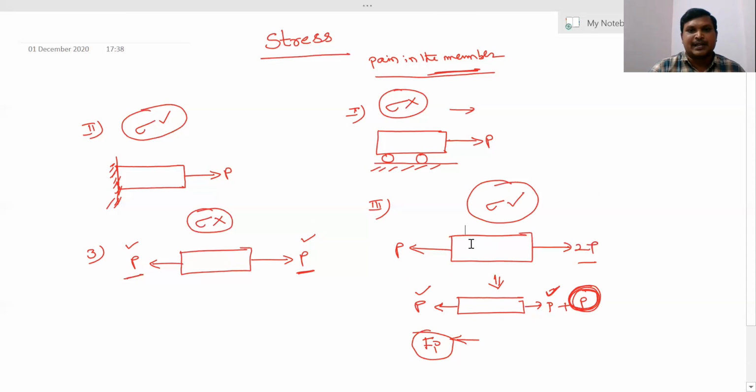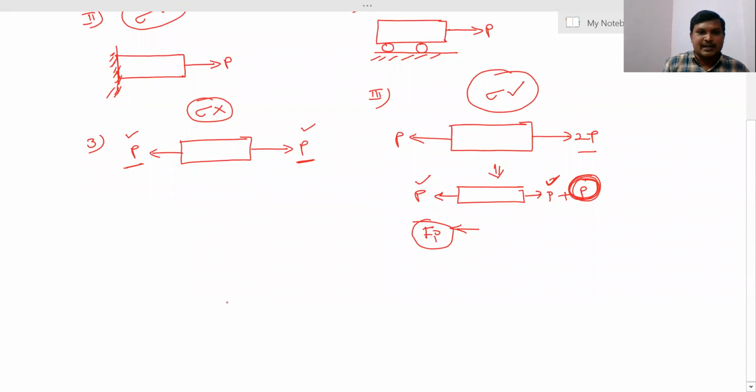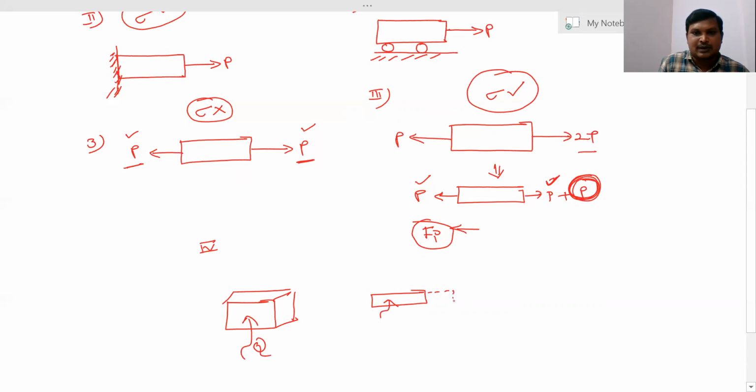Another special case I'm taking, which is a very important case. I'm taking a cube like this. This is a special case, the fifth case or fourth case. I'm supplying heat to this member. Whenever heat is applied to any member, the member tries to expand. For example, this is a two-dimensional geometry member. When applying heat, the body tries to expand like this, in the x direction, or the y direction, or the z direction.